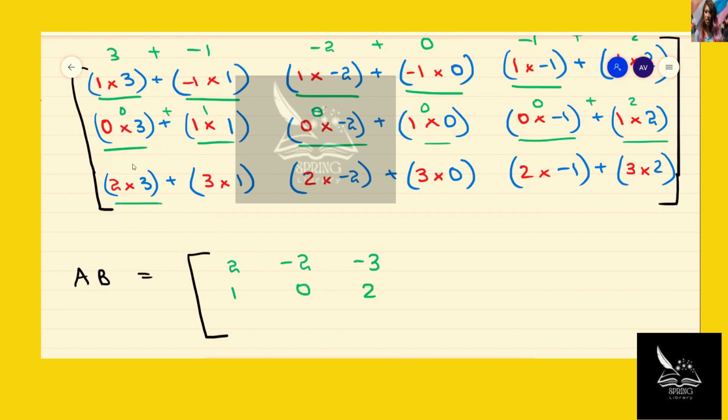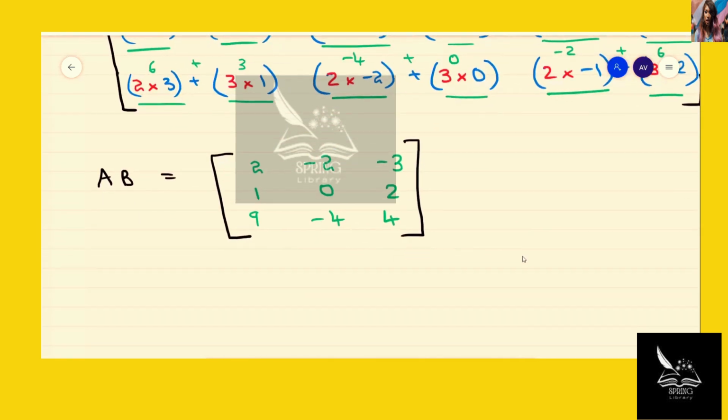Then we have 2 times 3, which is 6. 3 times 1 is 3. 6 plus 3 is 9. Next, 2 times minus 2 is minus 4. 3 times 0 is 0. Minus 4 plus 0 is minus 4. Lastly, we have 2 times minus 1, which is minus 2. 3 times 2 is 6. Minus 2 plus 6 is 6 minus 2, right, which is 4. And this would be the answer, which is the product matrix of A and B.